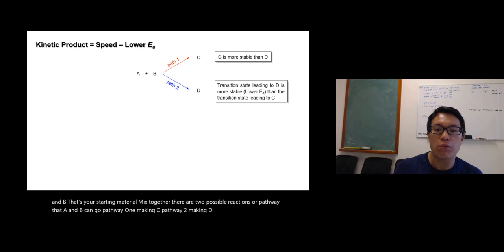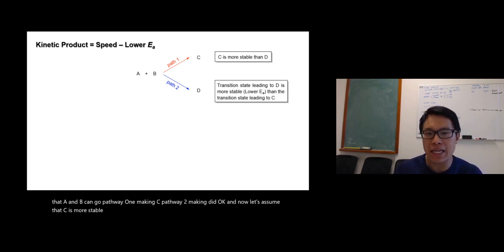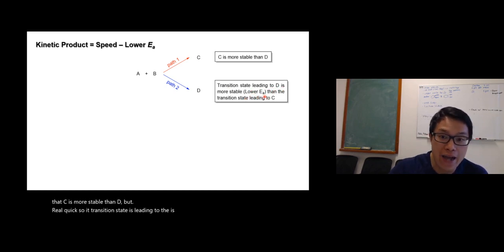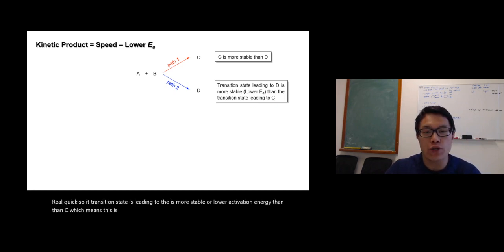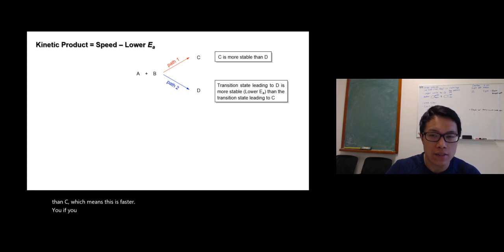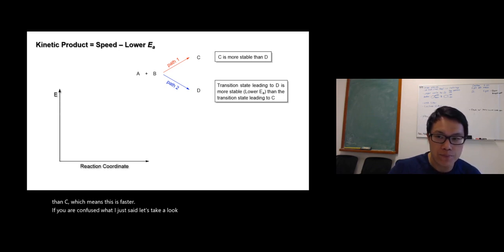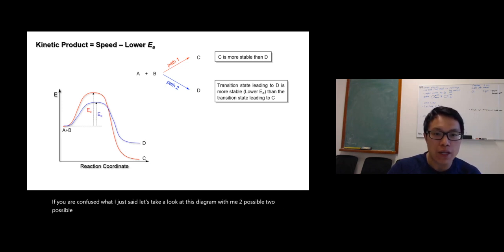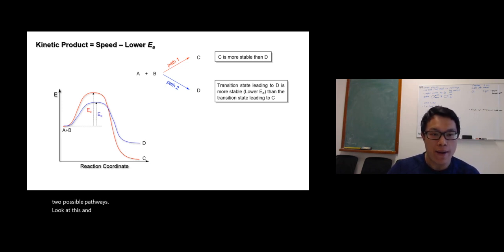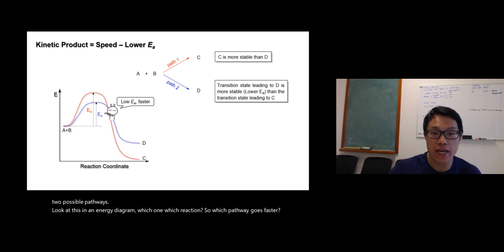Now let's assume that C is more stable than D, but the transition state leading to D is more stable, or has lower activation energy than C, which means D is faster. If you're confused by what I just said, let's take a look at this diagram with me. Two possible pathways. Look at this energy diagram. Which pathway goes faster? Well, D, because of lower activation energy.